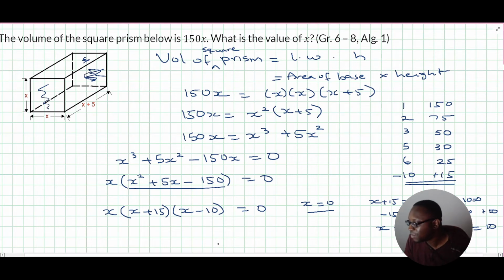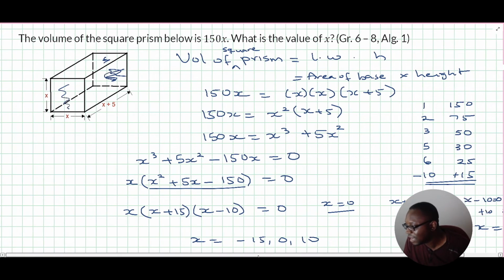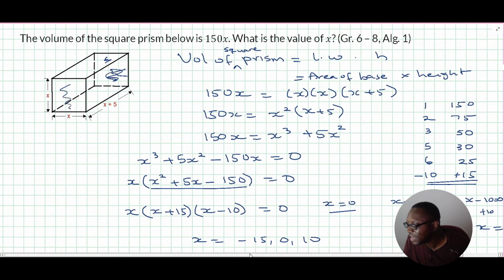So we have several values: x equal to negative 15, 0, and 10. Which of these would you have as your right answer? The answer here is pretty technical, and I want you to just take note of this. Whenever you're dealing with length, length cannot be 0 and it cannot be negative.